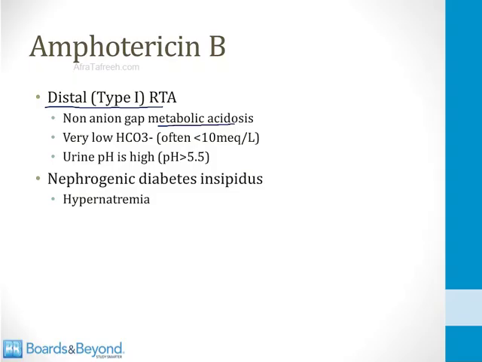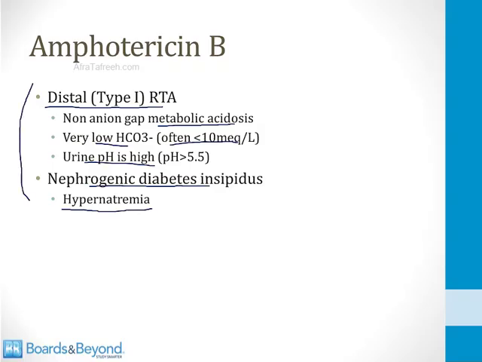Type 1 RTAs have a very low bicarb, it's often less than 10, and the urine pH will be high, and I discussed this in more detail in the renal modules. And then a second effect of amphotericin B is that it can potentially cause nephrogenic diabetes insipidus, so this will cause the kidneys to become insensitive to ADH, and thus you will develop hypernatremia.